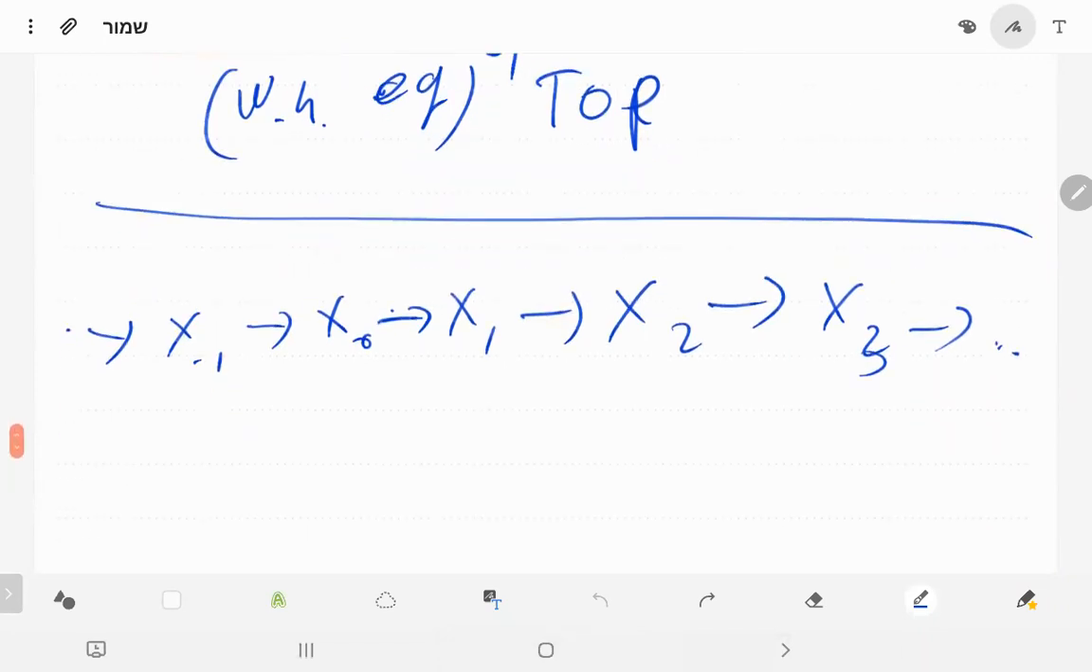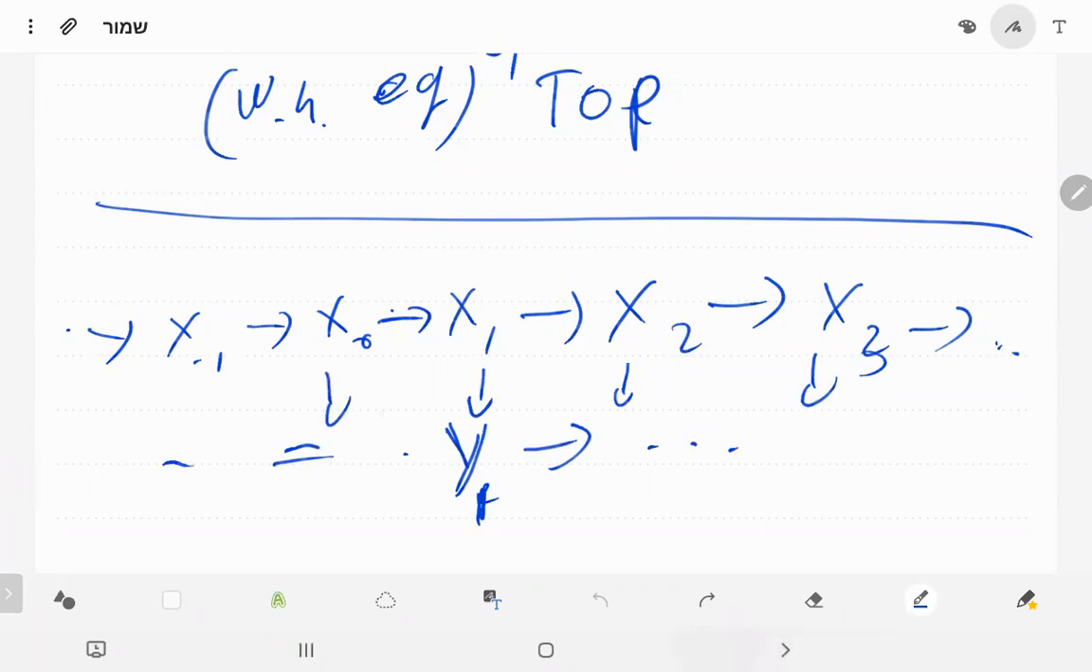And now I can have another chain complex, Y_i, and a map between two chain complexes. It's a map such that this big diagram is commutative. Of course, I forgot to say the condition.